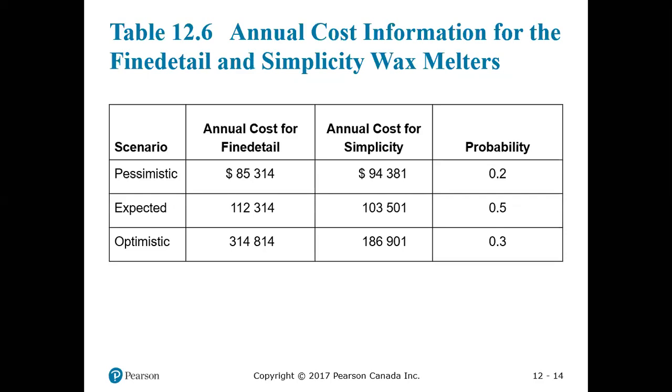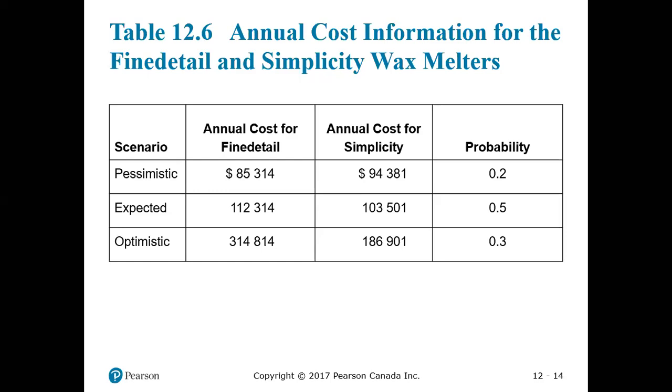So here are the annual costs for fine details, and here are the annual costs for simplicity, both of them showing what would be pessimistic. If you're thinking that demand is going to be low, there are probably going to be periods where nothing is happening, no work is flowing, no one is buying anything, so we may have a pretty dim outcome. The probability of that occurring we have as 0.2, and we have a probability for the normal or expected event.